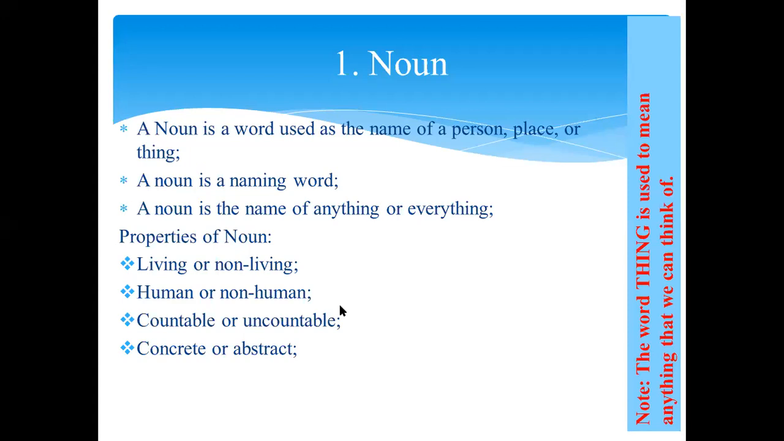And some nouns can be living, or some nouns can be non-living. Some nouns can be human, and some nouns can be non-human. Some nouns can be countable, some nouns can be uncountable. Some nouns fall in the category of concrete noun, and other nouns are abstract noun, as we cannot see them, we cannot touch them easily. So that's why these are abstract nouns.